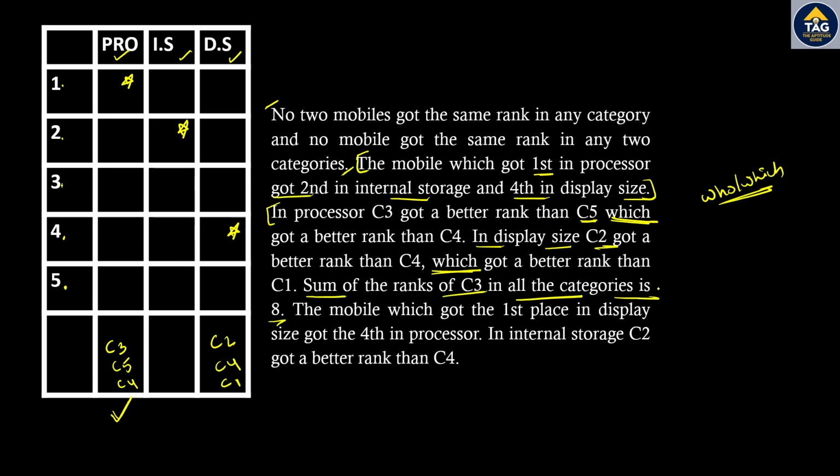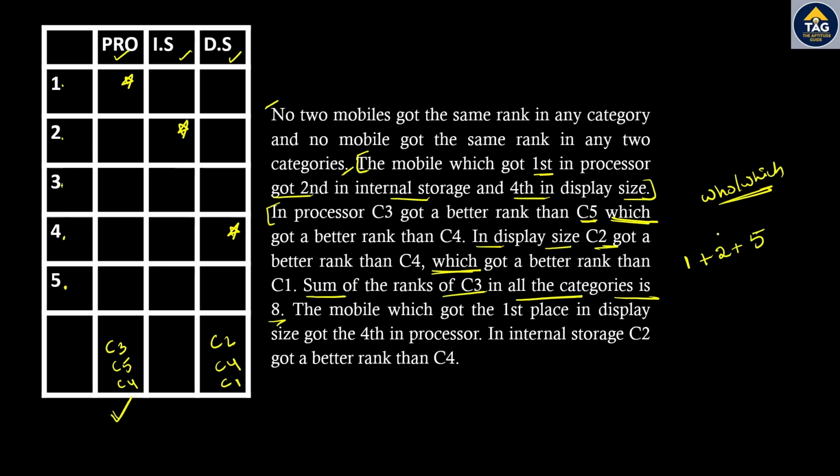We have 3 categories here. So the sum of those 3 should be 8, which means that if C3 gets first rank in one of the categories, and in another it gets second rank, as it cannot get first rank again, let it be 2. So that's obvious, in the third category it has to get 5.